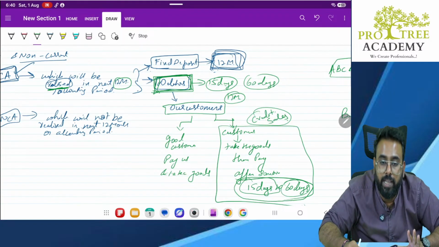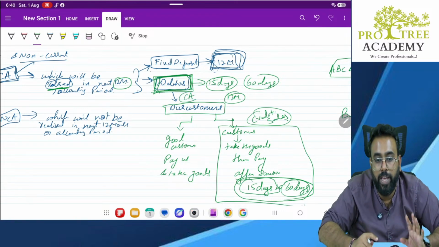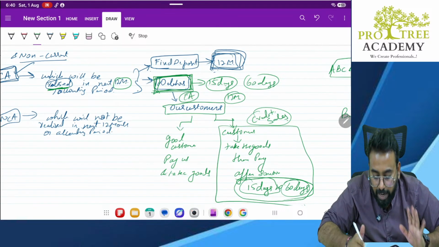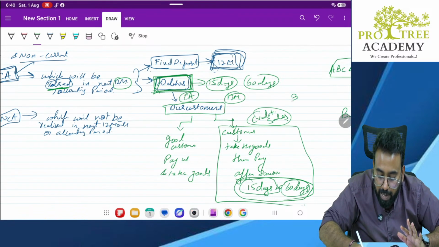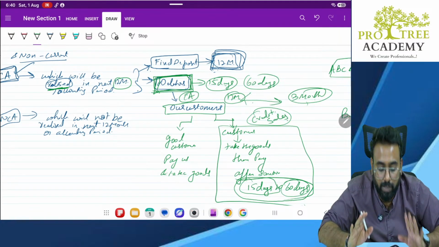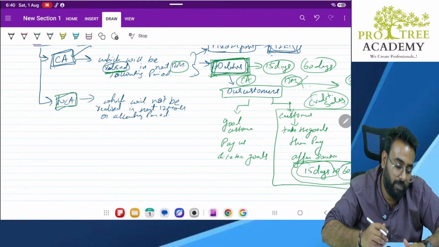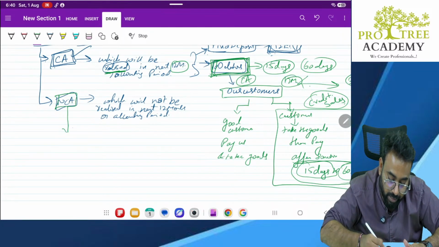And usually 99.99% of debtors will always come under current assets. Why? Because it is always assumed that they will pay within at max 3 months. So 3 months is less than 12 months. So your debtors will always come under current assets. Okay, sir, fine. Now tell me what is non-current assets, sir.